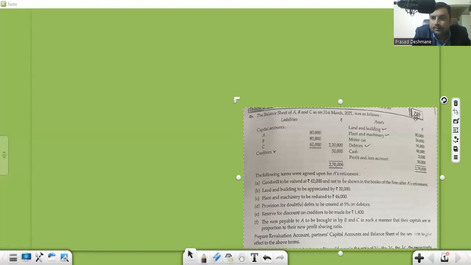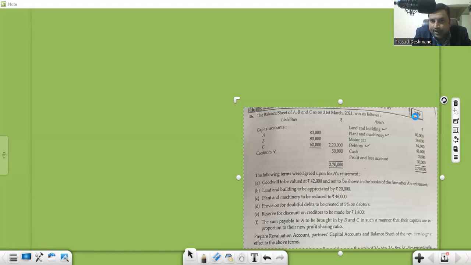So today we are going to do adjustment of capital in retirement. This is the sum number 46. In this sum, first we'll read the sum and then I'll explain to you. The balance sheet of ABC on 31st March 21 was as follows.